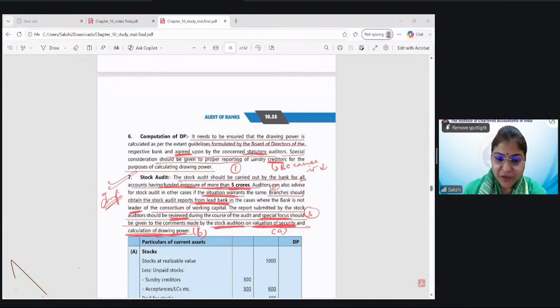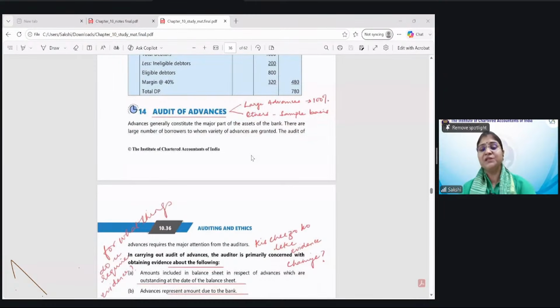All right, very good. Now coming to a big topic, that is audit of advances. There are basically two kinds of advances. One is large advance and the other is others. So when do we say it is large advance? When the year-end balance in the account of the borrower is more than 10 CR, or it is 10% of the total advance of the bank.